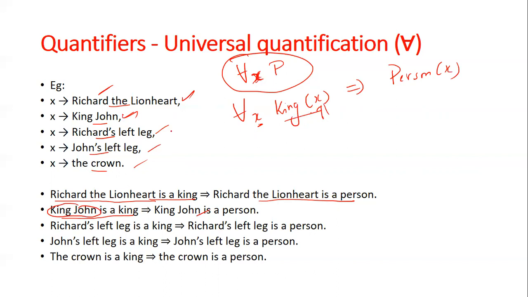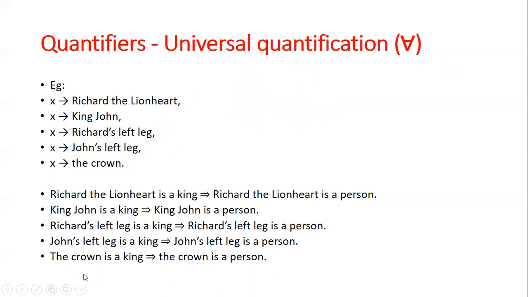Fine. When you apply Richard's left leg for x, you get Richard's left leg is a king, which implies that Richard's left leg is a person. And when you apply John's left leg for x, you get John's left leg is a king, which implies that John's left leg is a person. And when you apply the crown for x, you get the crown is a king, which implies that the crown is a person. Now for all x means all these things should be true.